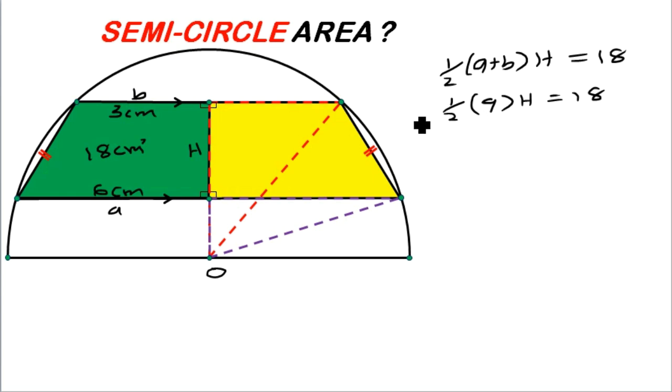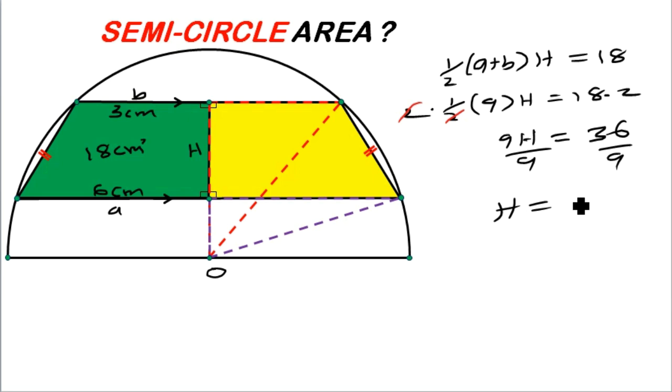So what do we have here? If we multiply both sides by 2, the 2 goes with the 2. Then you remain with 9h equals 18 times 2, which is 36. So if you divide both sides by 9, you're supposed to get h to be 4. So it means this height from this point up to this point we found to be 4.